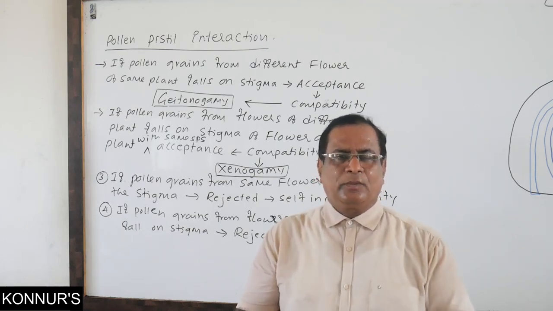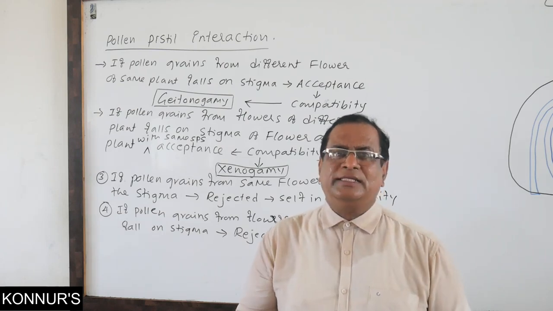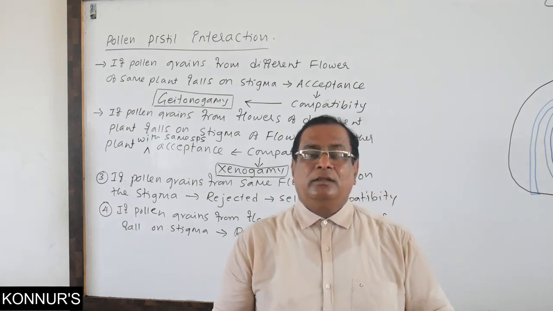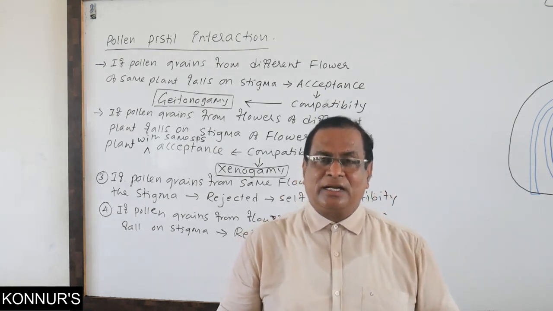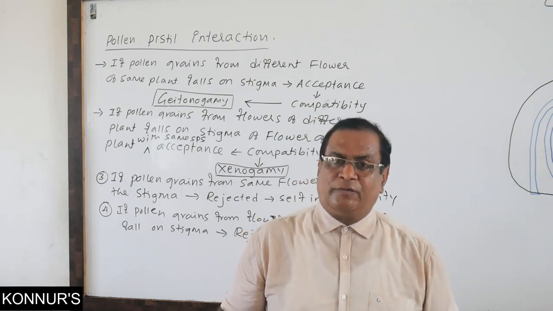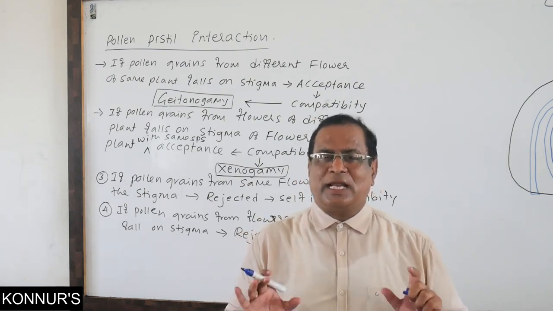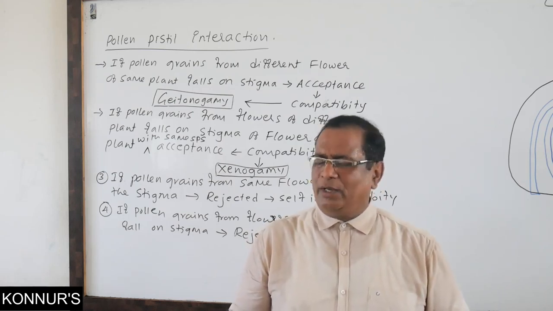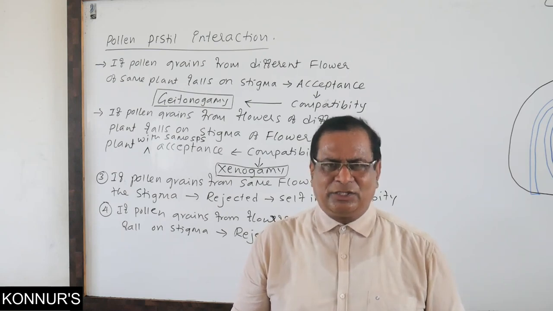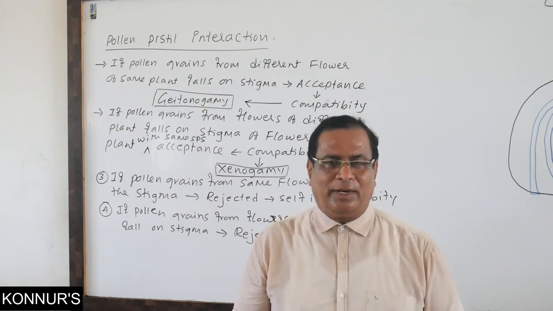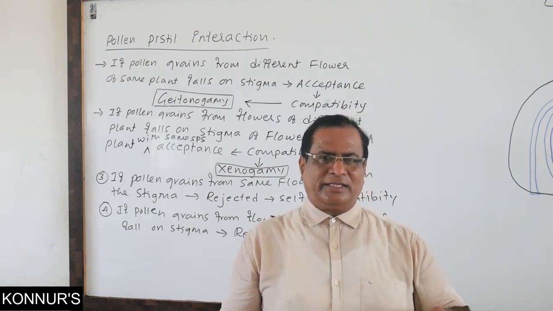Once that pollen grain is accepted, then only that pollen grain starts to germinate and the formation of a pollen tube starts on the stigma. Otherwise, there would be no pollen germination, and even a pollen tube won't be formed. Now let us see.